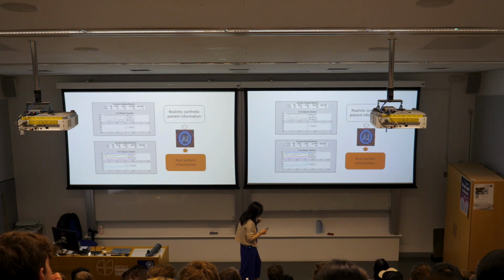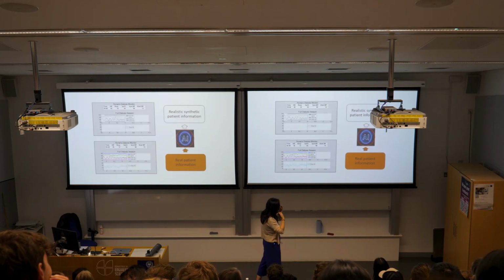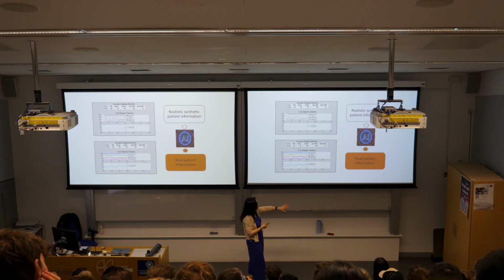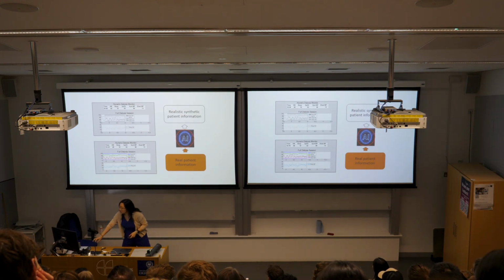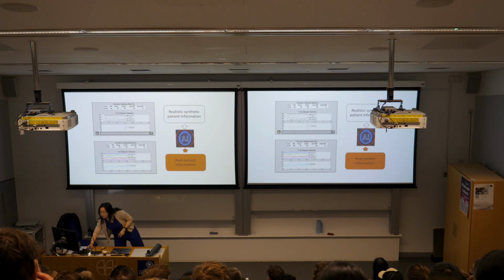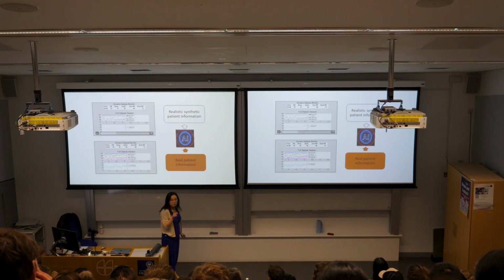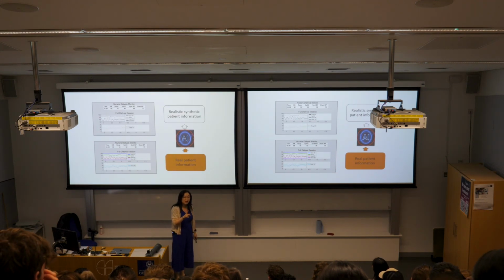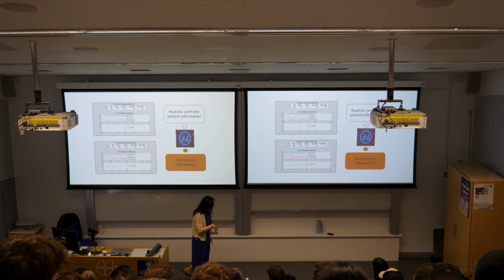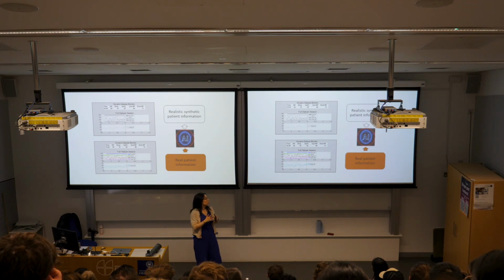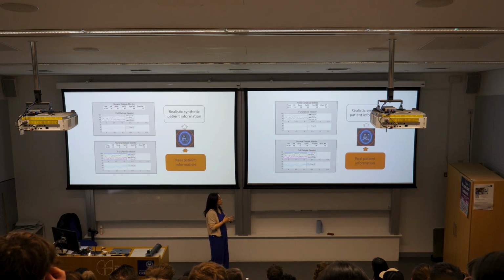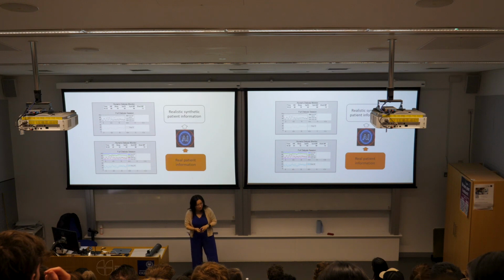So, just to recap, we have some real patient information, right on top here, and we want to generate something that is as close to real as possible, but synthetic. They're not real patient information, because we need to ensure patient privacy, and it's too risky to transfer real patient information across. So we can synthesize the patient data.